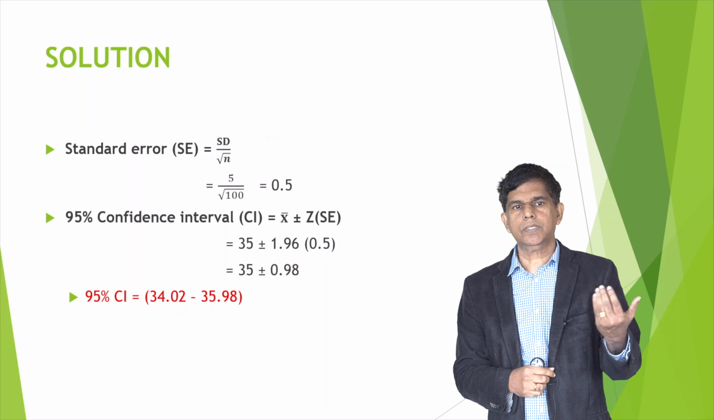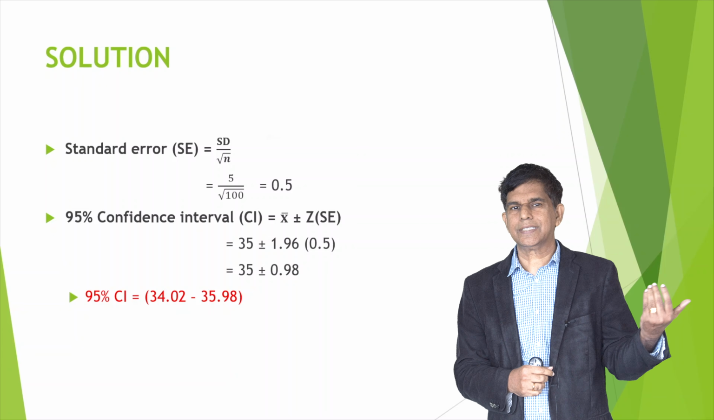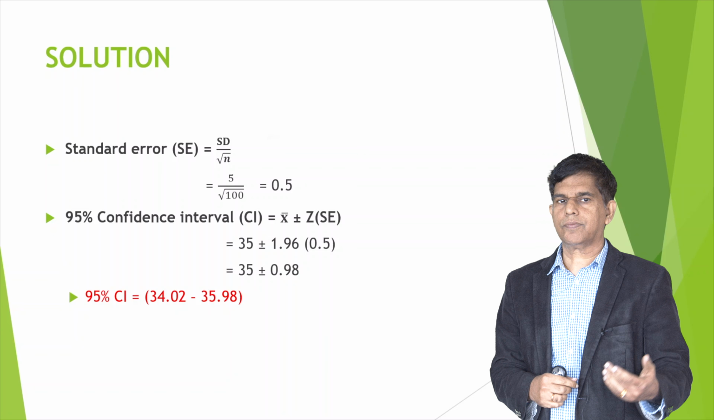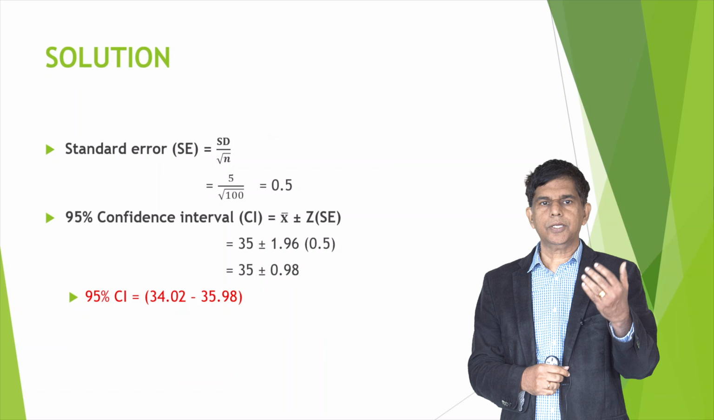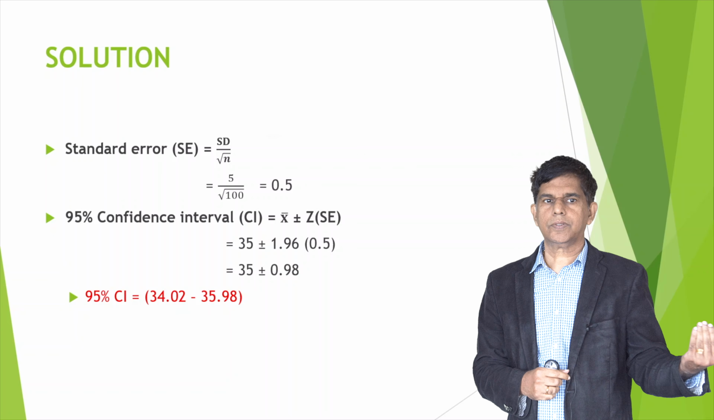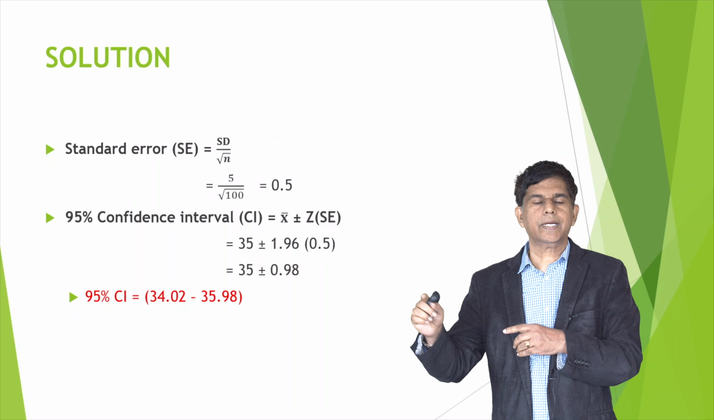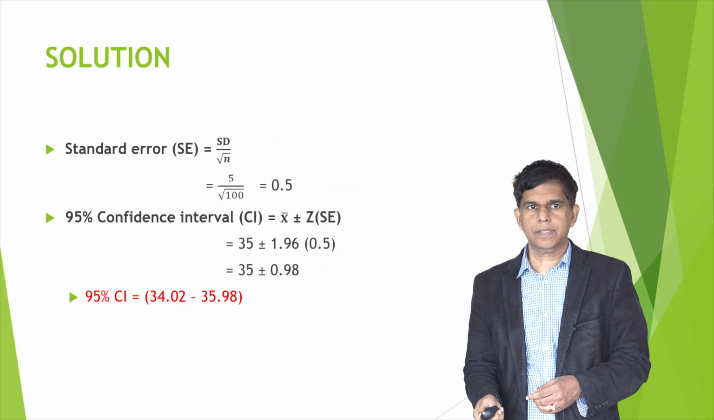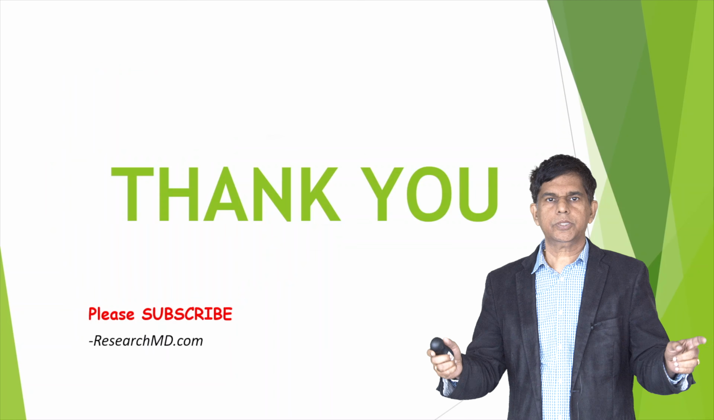Then we take the population mean plus or minus the z-score, which for 95% confidence is a fixed score already. You take that 1.96 and multiply it by the standard error. You get a 95% confidence interval of 34.02 to 35.98.